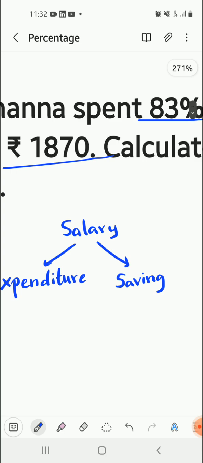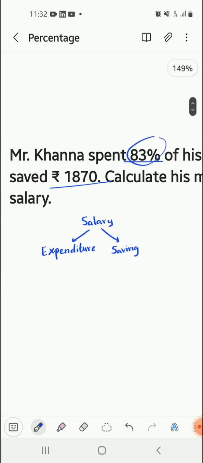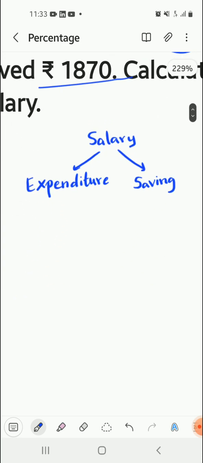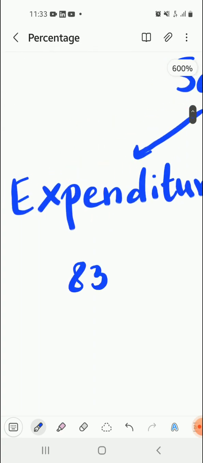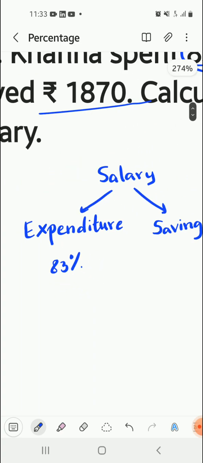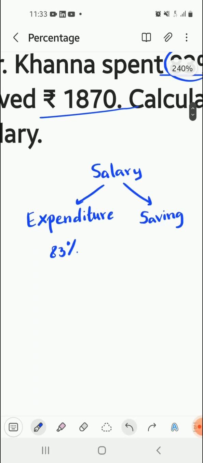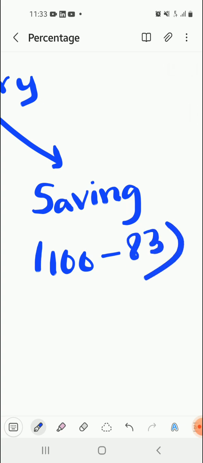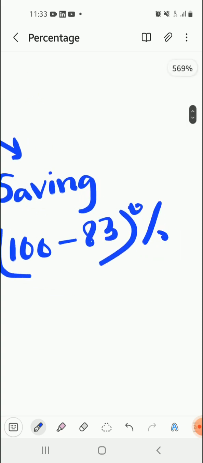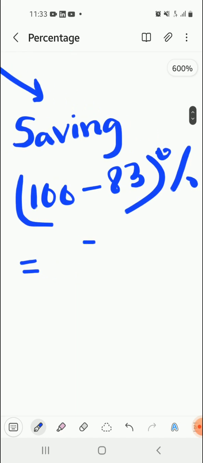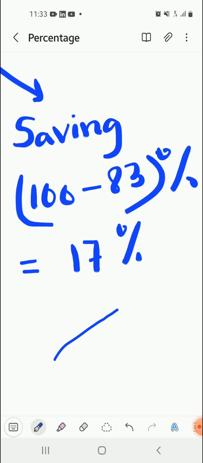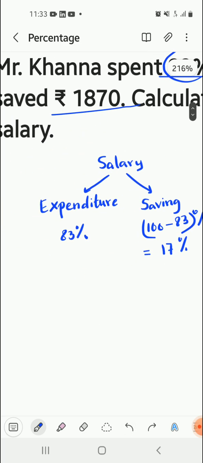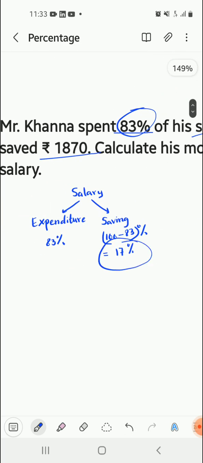Now once you've understood this, see, Mr. Khanna spent 83% of his salary. It means he had spent 83%, so how much of the salary will be the saving? It will be very simple, that is 100 minus 83%, that is 17%. 17% is my savings. See, now this 17% is actually 1870 in terms of money.